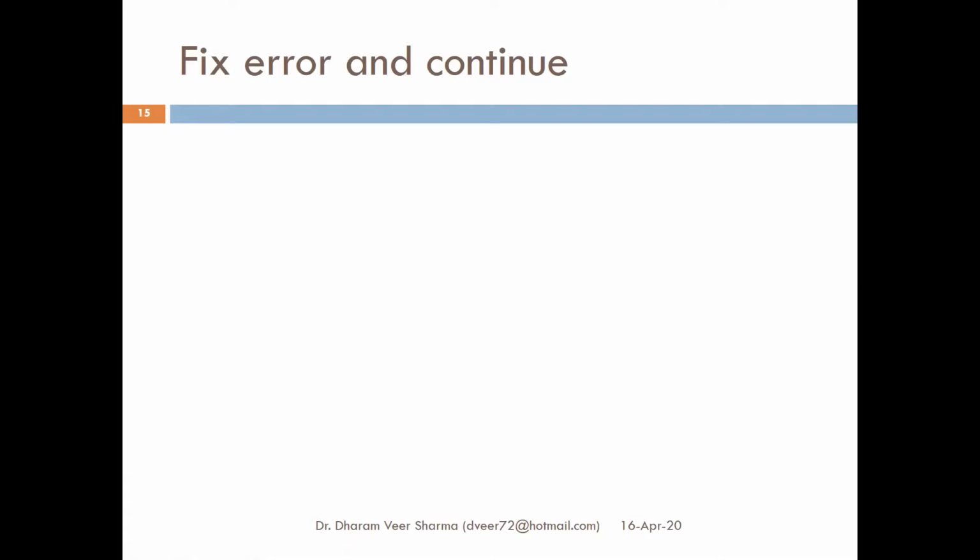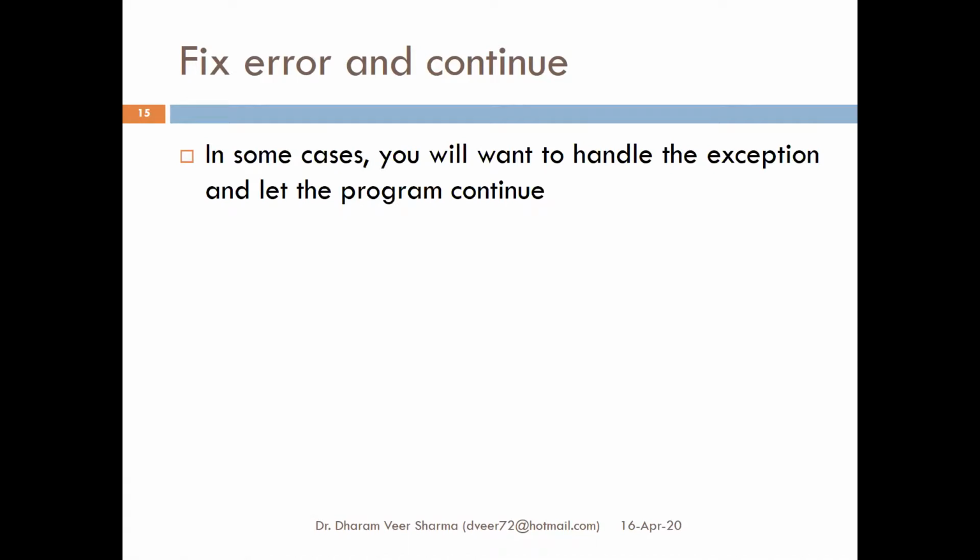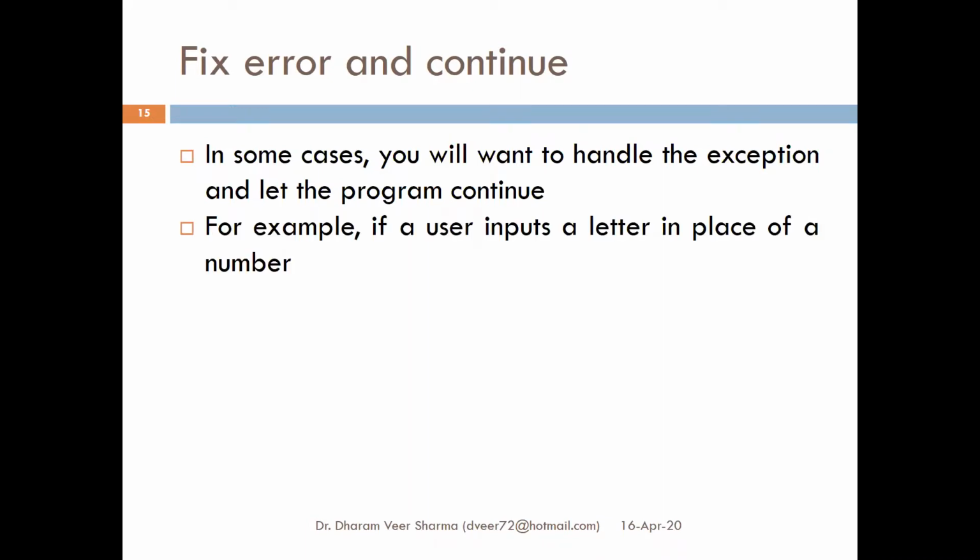Second is fix the error and continue. Imagine that you have written a program which is tracking the movement of a satellite, right? If there is an exception, would it be advisable to terminate the program? You will stop tracking the movement of the satellite? It's not possible. It is not recommended at all that you stop tracking the movement of the satellite. So a better alternative is to handle that exception, find the error, fix it, and then continue.